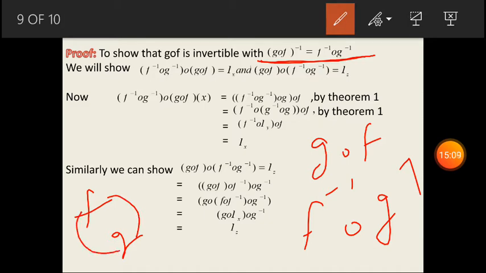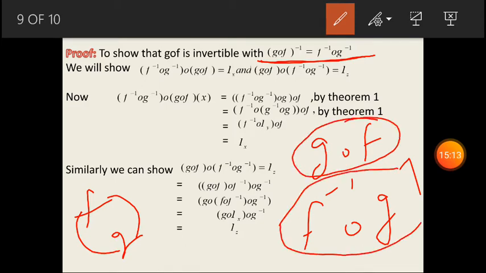Now in place of f, what is written? g o f. In place of g, what is written? f inverse o g inverse. So we will show that the composition of g o f with this, and the composition of f inverse o g inverse with g o f, will be identity functions. First of all, you try to understand this point. Now we will show how.